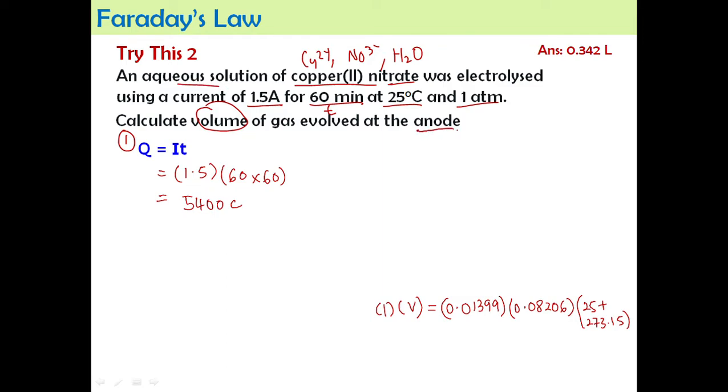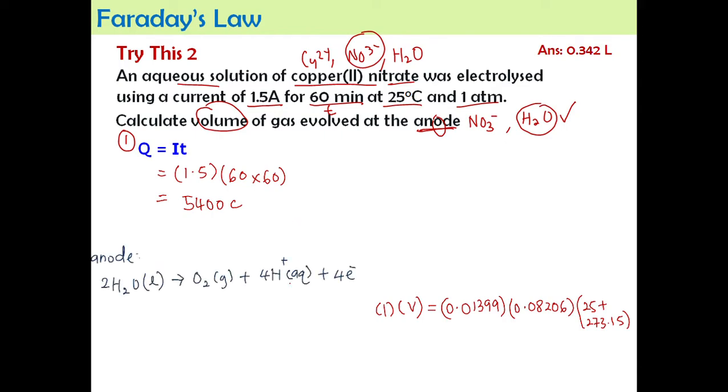Jadi, siapa yang pergi anode? NO3-. So, kita ada NO3- bersama dengan water. Rasa siapa yang akan terpilih untuk oxidize dekat anode? H2O is more negative, dia yang akan oxidize. Jadi, awak kena tulis equation dia lah. So, it's occur at anode. Remember, oxidation akan menghasilkan oxygen. So, this is the equation. Okay? Jadi, daripada sini, kita dapat relationship 4 elektron, 1 mol O2. So, 4 mole of electron discharge will produce 1 mole of oxygen gas.